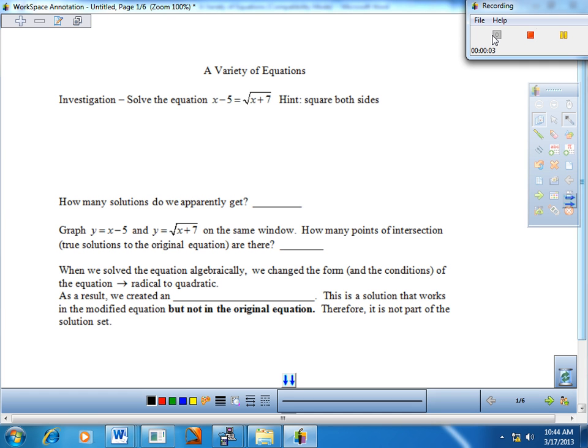Welcome. Today's notes worksheet is entitled A Variety of Equations. We'll just look at solving a couple different types of equations today.